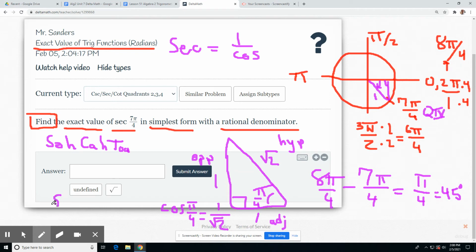So secant of 7 pi over 4 is equal to radical 2. Okay, so we're just flipping that cosine.